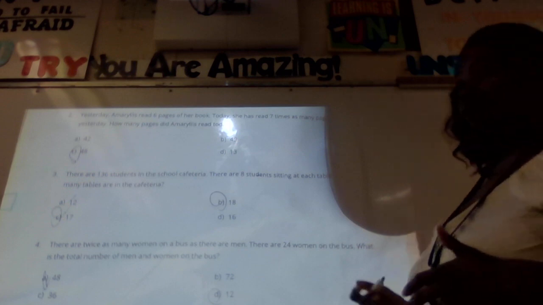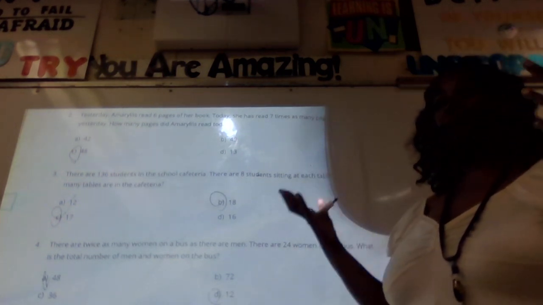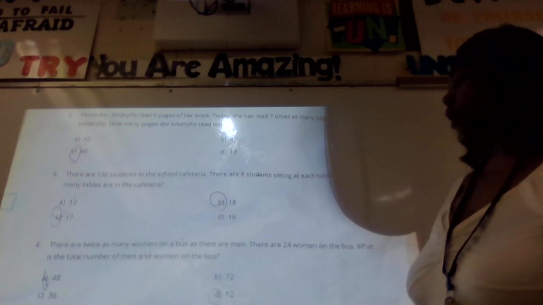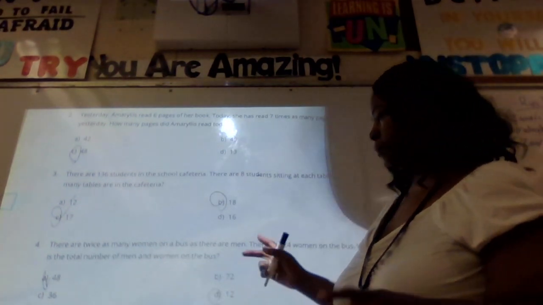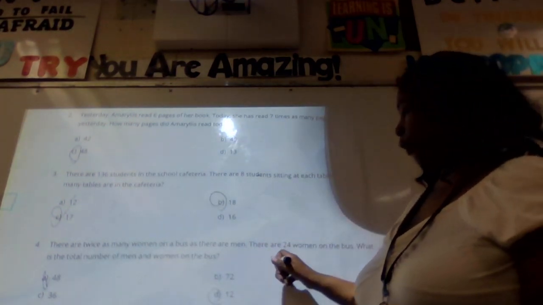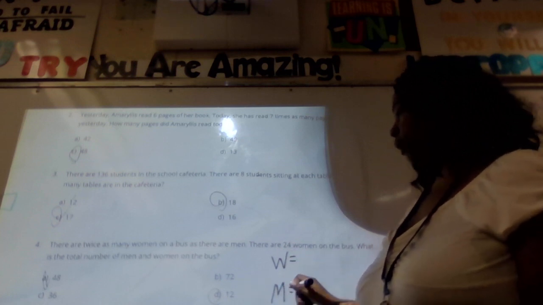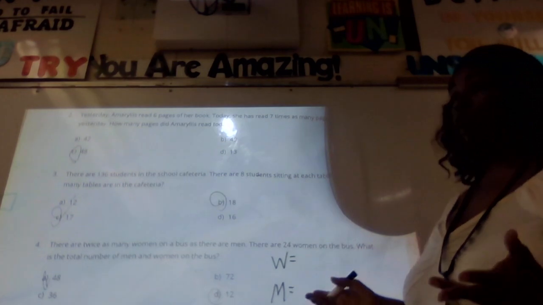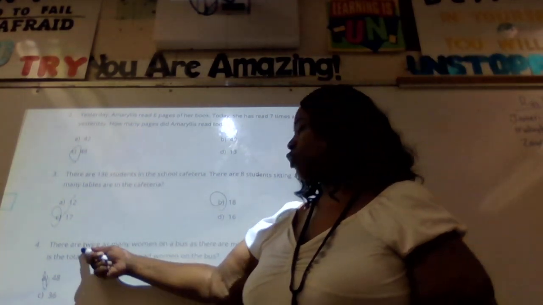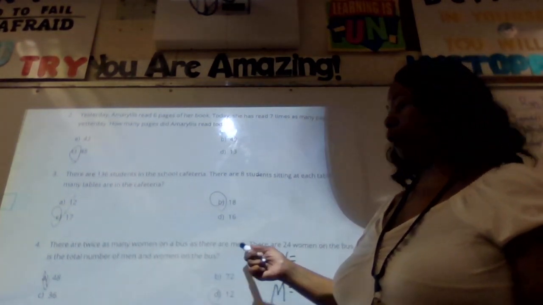So the first thing, when you're comparing two things, is we have to label our work. Okay? So the first comparison they talk about is women and then men. So I'm going to do the W for women, the M for men. And I'm going to go back to that first sentence. There are twice as many women on the bus as there are men.